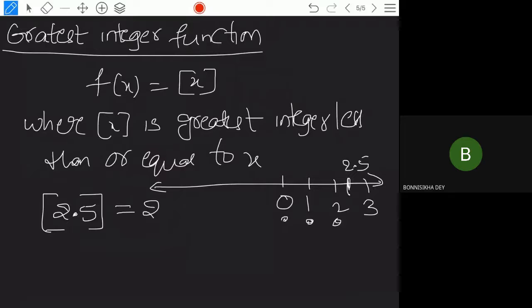Here the answer you are going to get is only the integer.